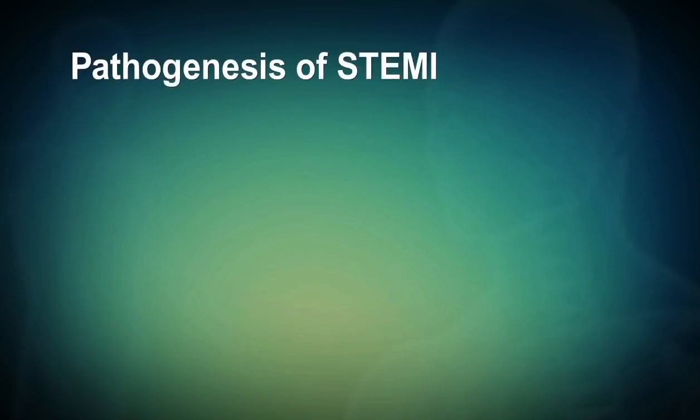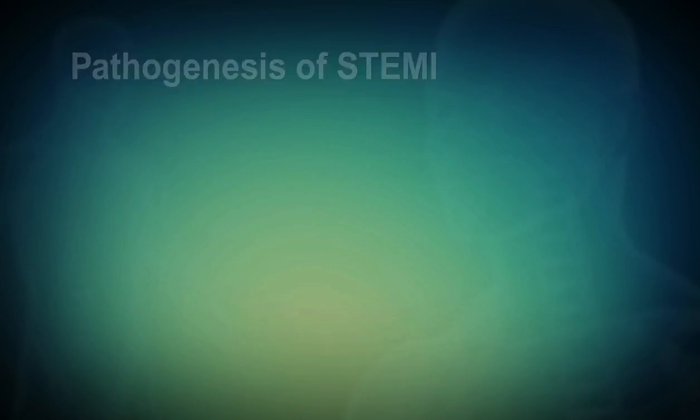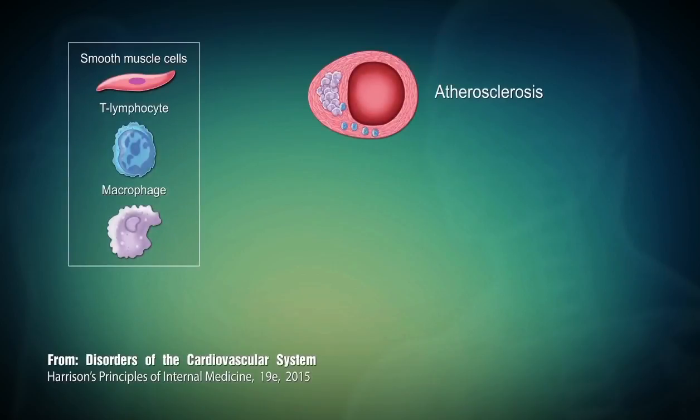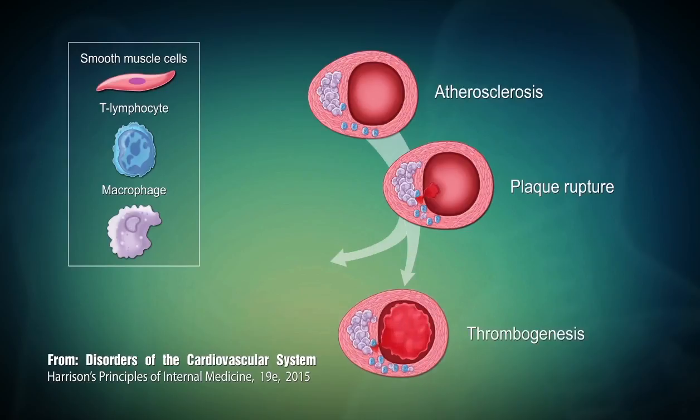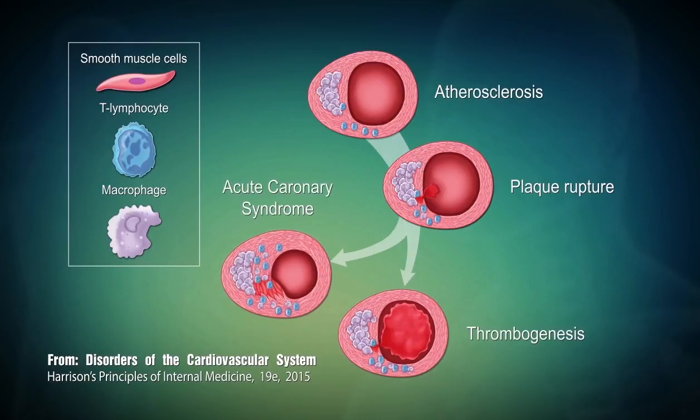The pathogenesis of ST segment elevation MI. There are three phases in the pathogenesis, the first being atherosclerosis, the second being plaque rupture, and the third being thrombogenesis, causing the acute coronary syndrome. Let's take each one of these in turn.